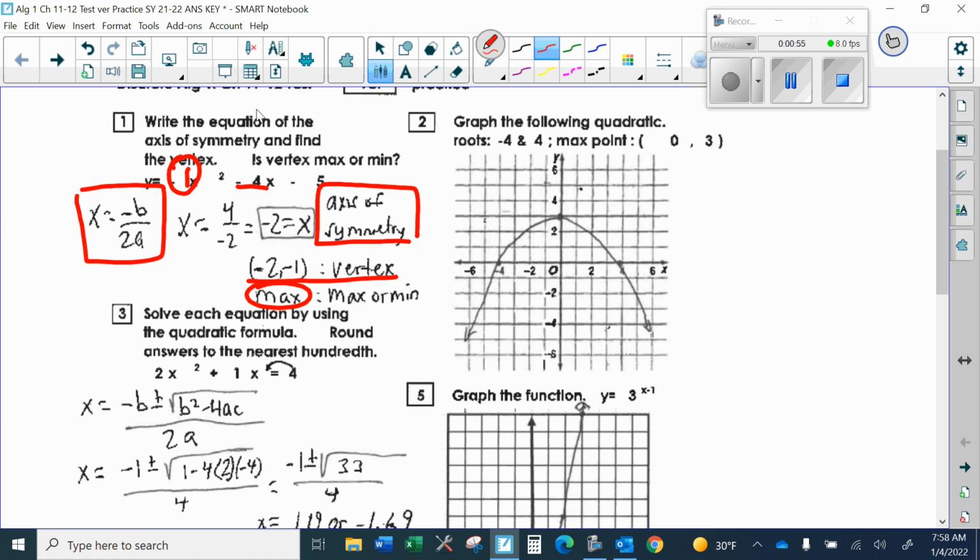All right, number 2, graph the two roots, negative 4 and positive 4. The maximum or minimum point is always at the midpoint of that, which is 0. That's why you see it as 0, 3. And then obviously you'd have to open down. That's the maximum point, so all the other y coordinates have to be less than that. So that's just a rough sketch right there. Okay.